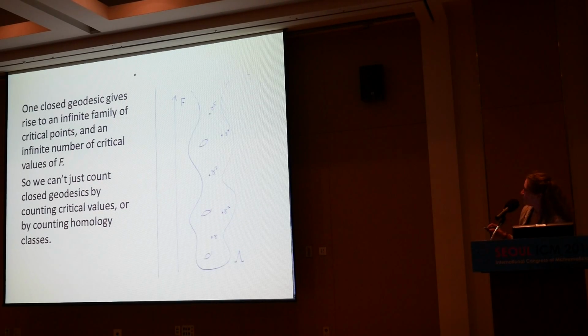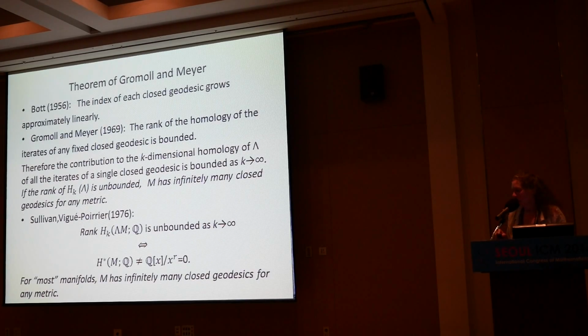So here is a schematic picture of the free loop space. Again, I'm picking the f-axis to be the vertical axis, and we have this big manifold, and what this is illustrating is the fact that one geometric closed geodesic actually appears in the free loop space as an infinite collection of critical points with different critical values. So there's no hope, it seems, of counting the closed geodesics by counting the critical values or by counting homology classes. However, there is a famous theorem due to Gromoll and Meyer, which tells you that if you have lots and lots of homology classes, then you can get lots of closed geodesics.